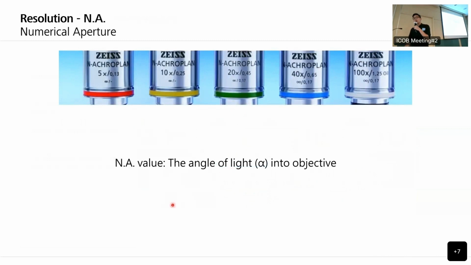And how do we stop these kind of problems? We have to choose the objective lens with high numerical values. So here we can see the NA value. This is called the numerical aperture. The numerical aperture value is defined by the angle of the light. Here you see this is the alpha angle, which passes into the objective lens.